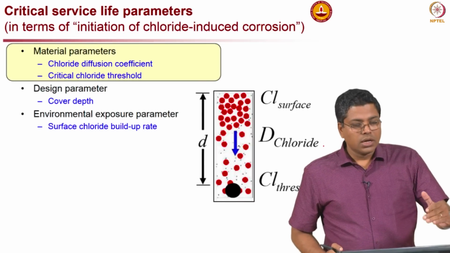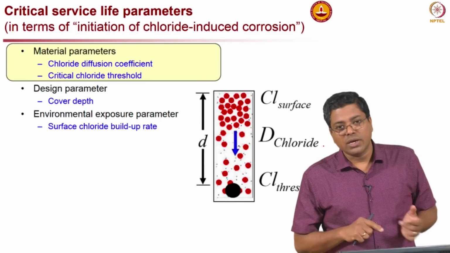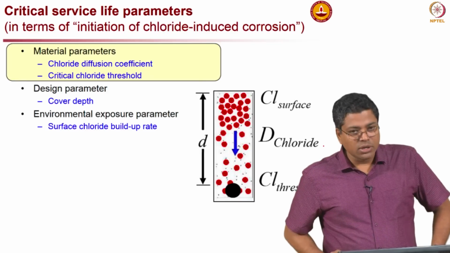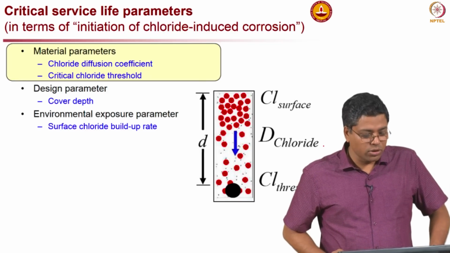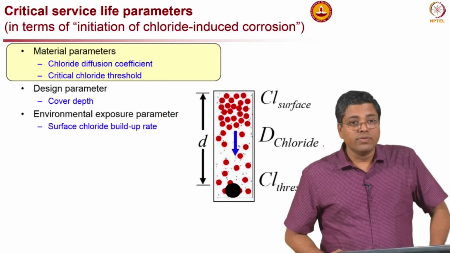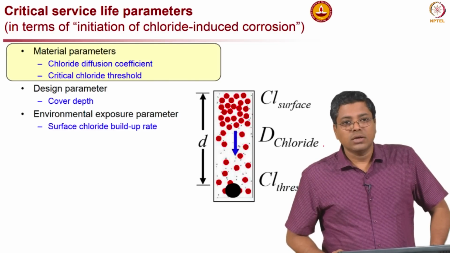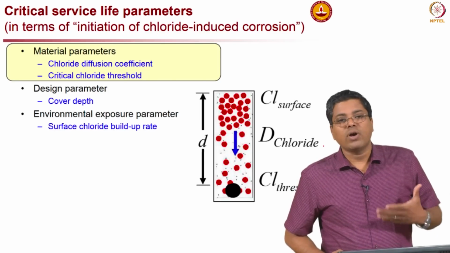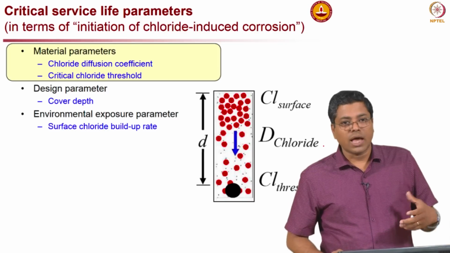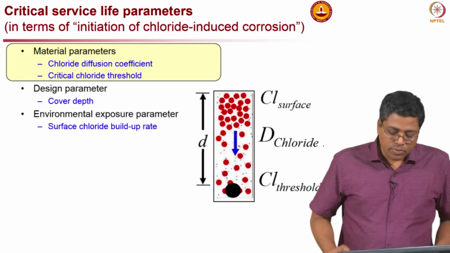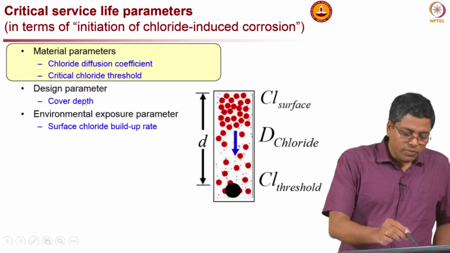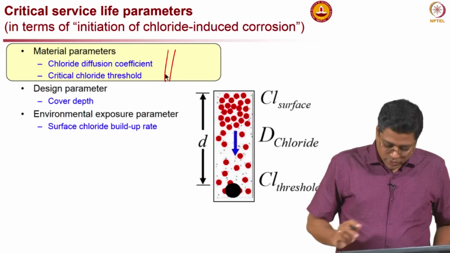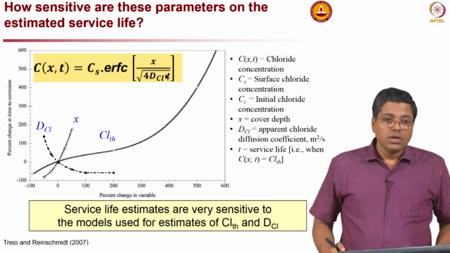Now, let us see what the critical service life parameters are. It could be a material parameter, a design parameter, or an environmental parameter. Material parameters are the focus of this module, where we will talk more about the chloride diffusion coefficient and the chloride threshold, or critical chloride threshold. Design parameters are cover depth and how fast the surface chloride buildup happens on the concrete surface. Those two we are not going to focus on, but we will focus on these two parameters in this module. First, we will talk about the chloride diffusion coefficient.